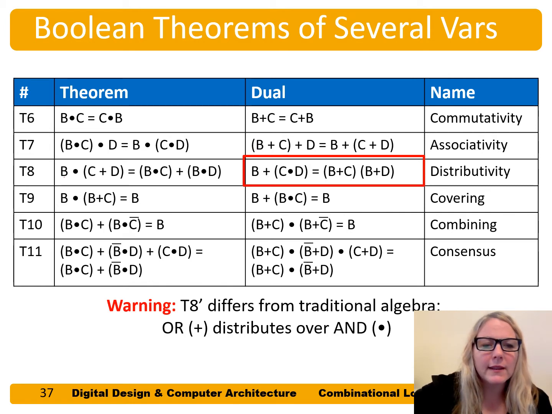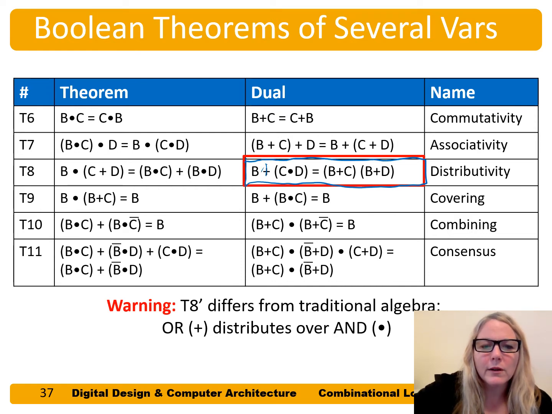Distributivity: B and (C or D) is equal to B and C or B and D, similar to what you've seen in algebra, right? B and C or B and D. This dual form is different, right? In regular algebra, we do not have this dual form.